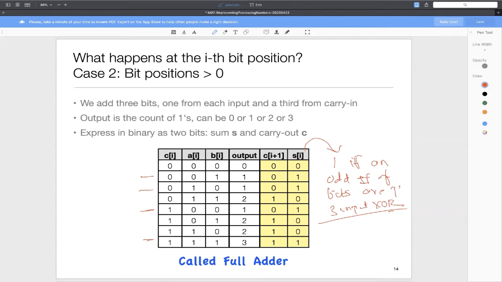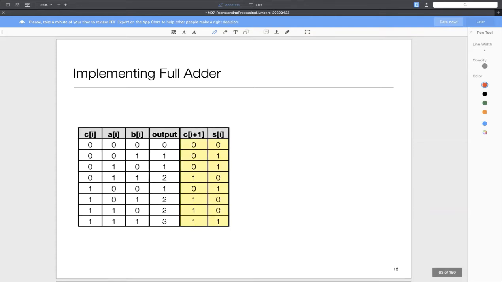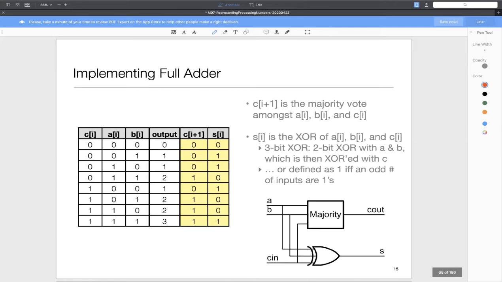What about carry out? The C i plus 1. So I think the pattern there is either 2 1s or 3 1s, right? So isn't that the majority function? Yeah, it's a majority function. Exactly. So that's what it looks like. I have a majority function and I have the 3-input XOR gate. That's my full adder.